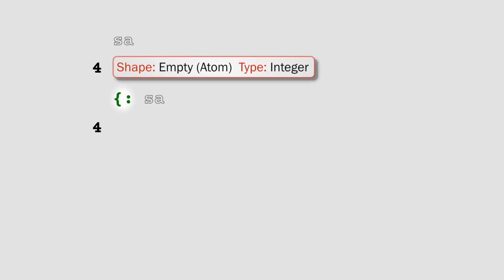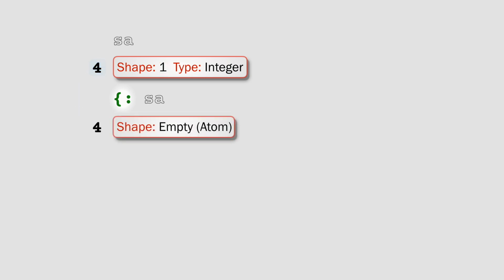Moving on to atoms, they're a little bit different, and that's because they have an empty shape and they have only one item, and that's the atom itself. So if I take that last item, then I'm going to make it into a one-item list, and then from that one-item list I'll take the first item, and that gives me an empty shape, an atom.